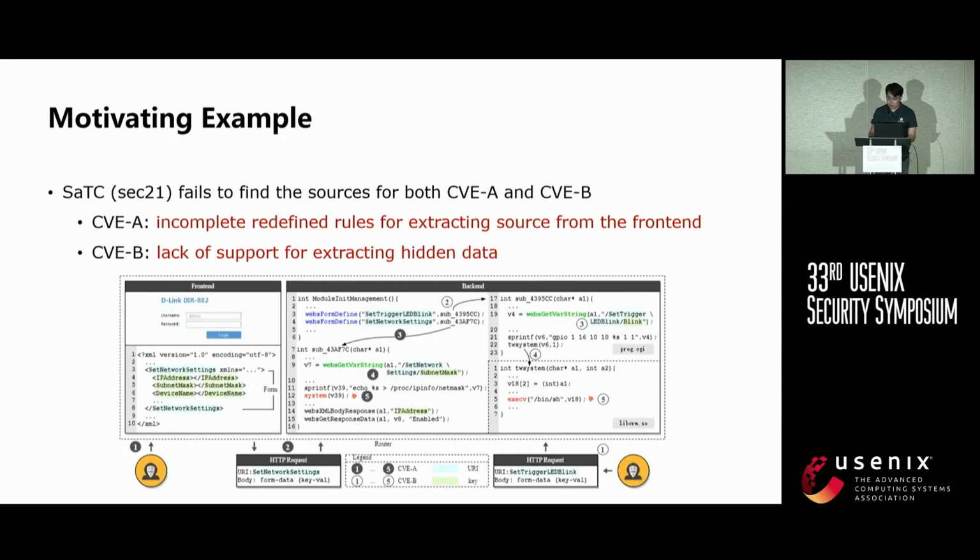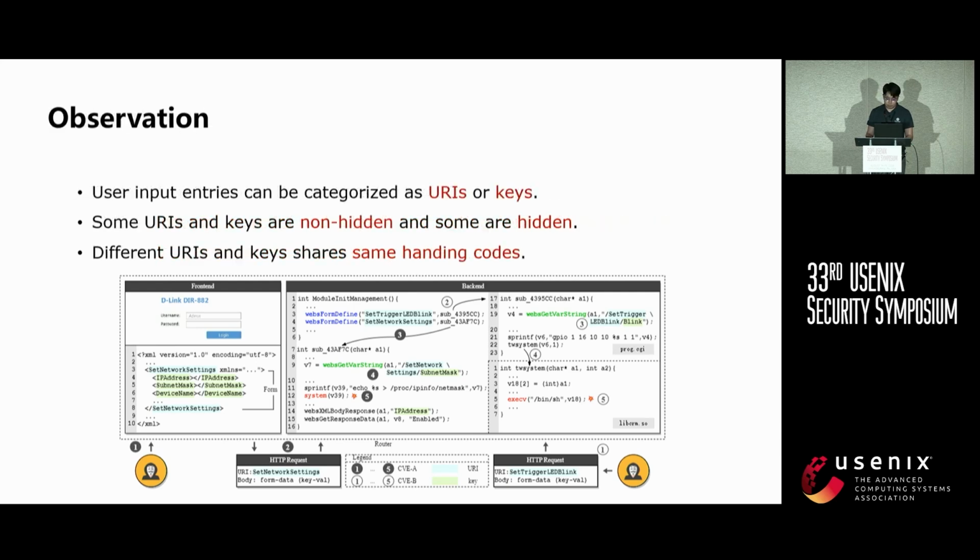However, existing techniques have difficulty identifying vulnerabilities similar to both CVE-A and CVE-B due to the omitted source. For CVE-A, it is mainly caused by incomplete rules to capture the common keywords between frontend and backend. For CVE-B, it is because the technique cannot extract hidden data. So we make an observation.